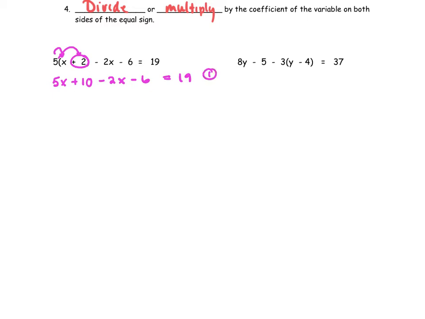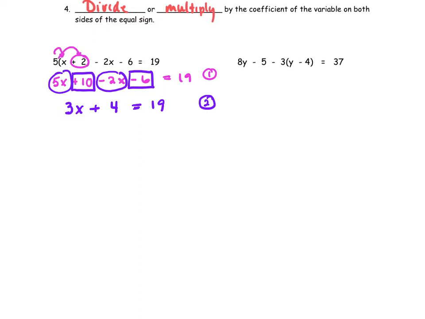Step 2. Next, we're going to gather up or combine like terms. So I see a 5x and a negative 2x. Together, 5x and negative 2x, or 5x minus 2x, would be 3x. And I'm going to gather up the terms that are constants, a positive 10 and a negative 6, or 10 minus 6, and that's positive 4, so I'm going to write that as plus 4. And then I'm going to drop down the constant on the other side. That was step 2.